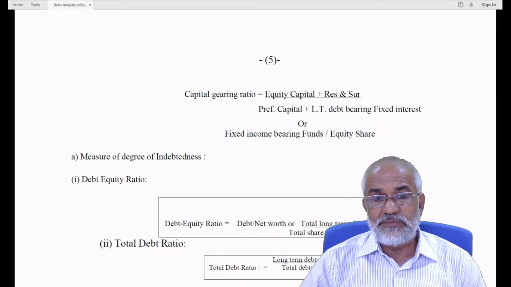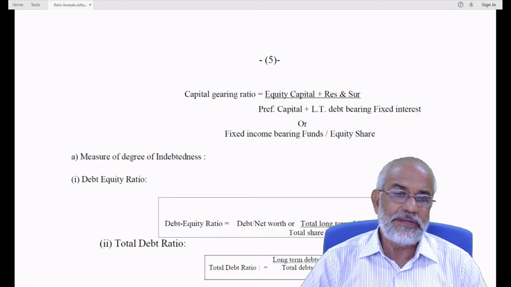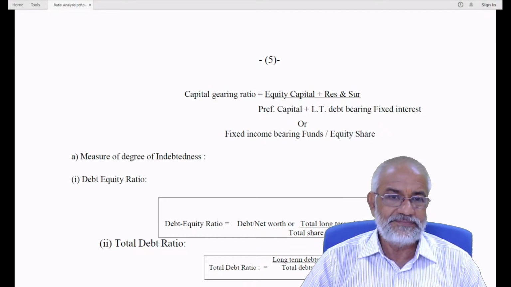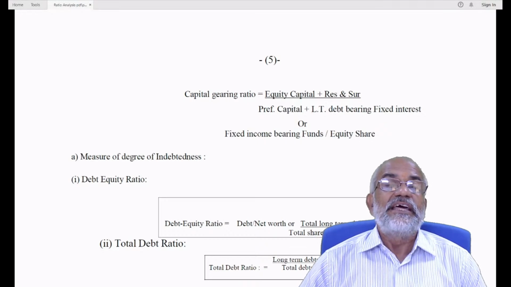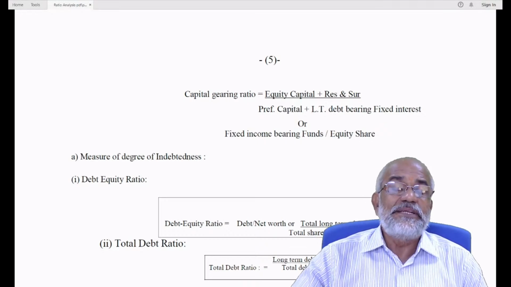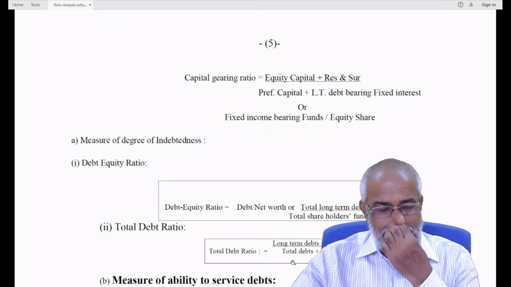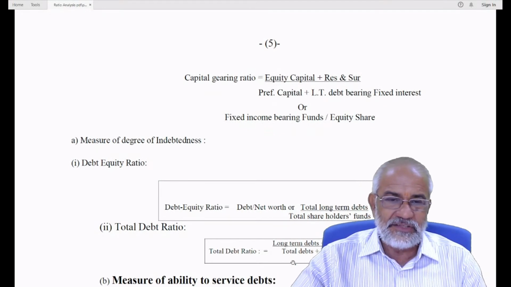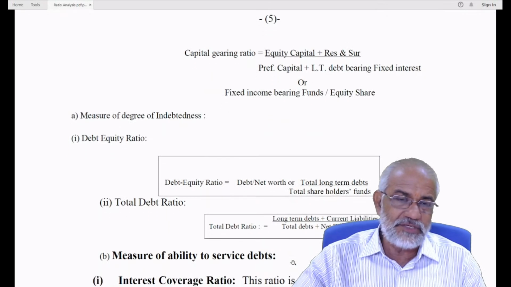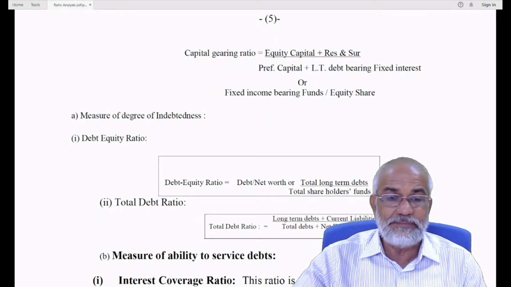Otherwise, there is another equation for computation of the capital gearing ratio. It is fixed income bearing funds divided by the equity shares. That would also be the capital gearing ratio of the organization. Then, to measure the degrees of indebtedness of the organization, in the liquidity category, we can go for computation of the debt equity ratio.